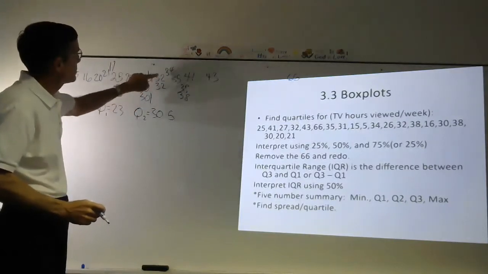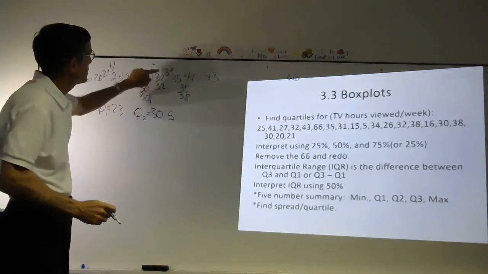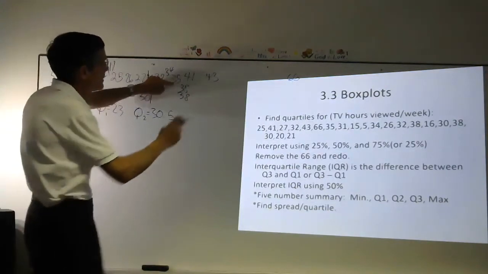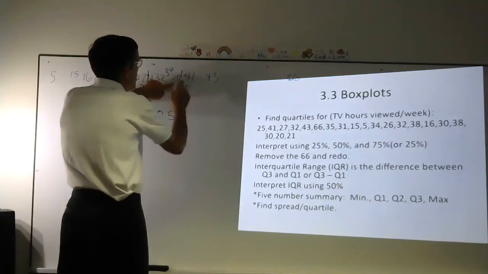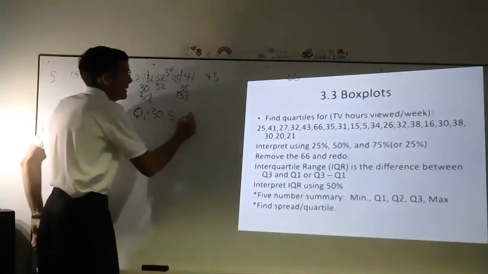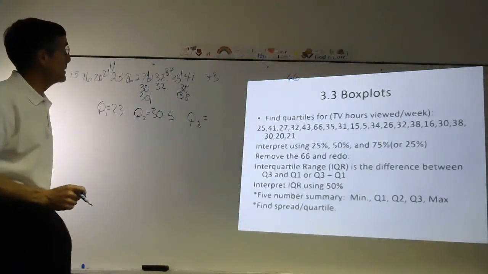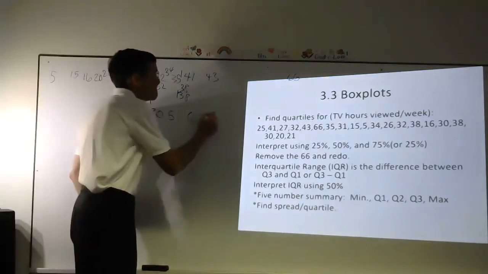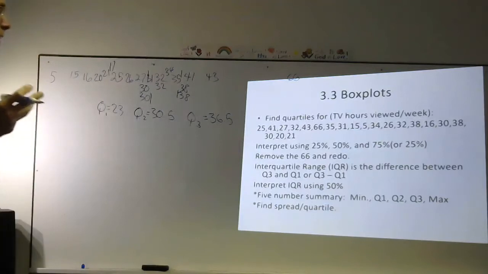Same thing happens on this side. I have 10 items of data, so I go up 5 and come down 5. I'm in between 35 and 38. So Q3, in between 35 and 38, should be 36.5. Okay? So there is my Q1, Q2, and Q3.